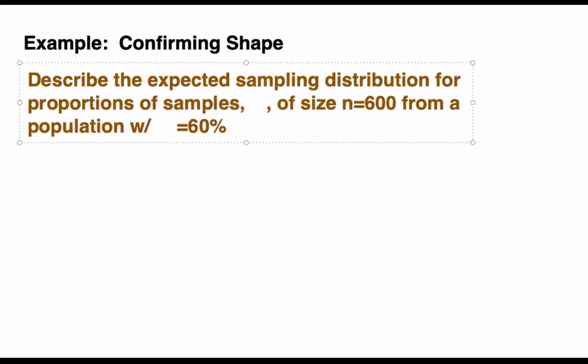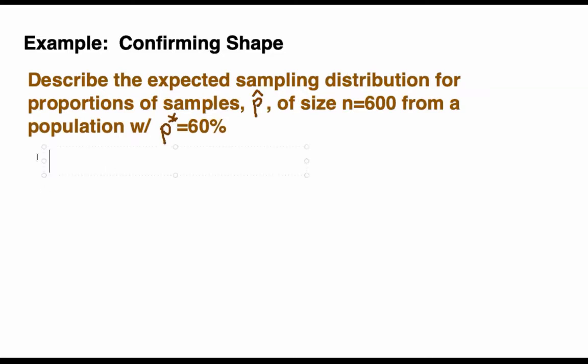Okay, so describe the expected sampling distribution. Let me raise this up a little bit so I can keep that out of the way. Describe the expected sampling distribution for proportions of samples, in other words, that's the p hat, of size n equals 600 from a population with a population proportion p star of 60%.